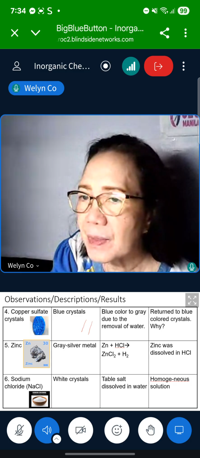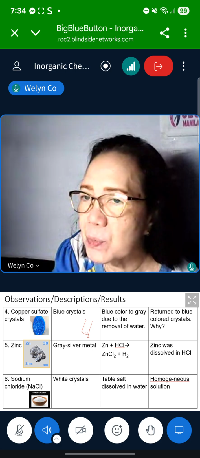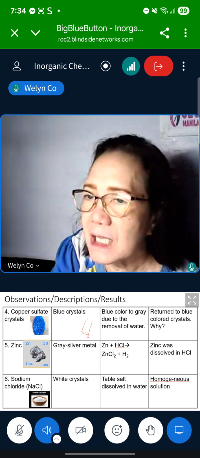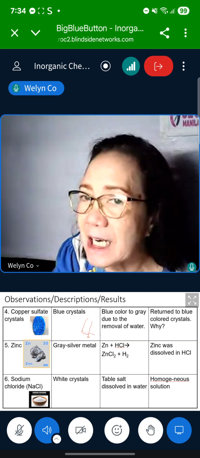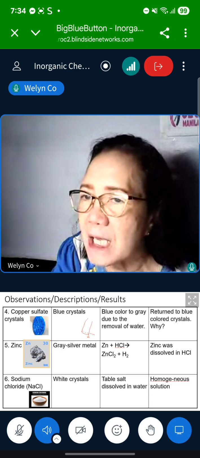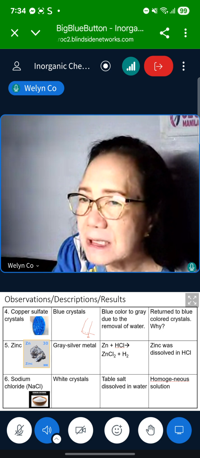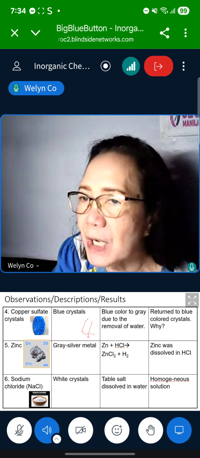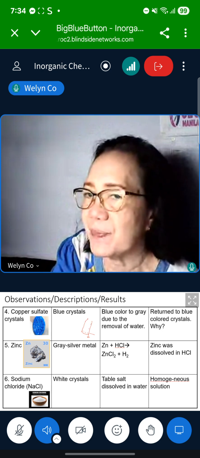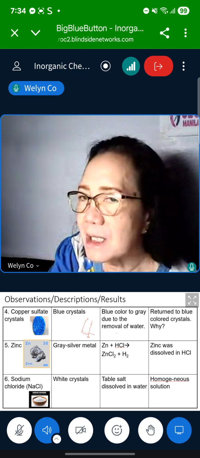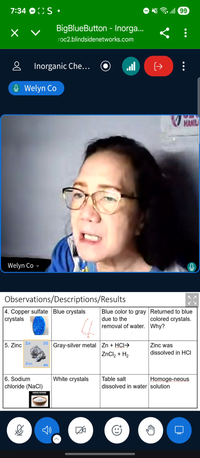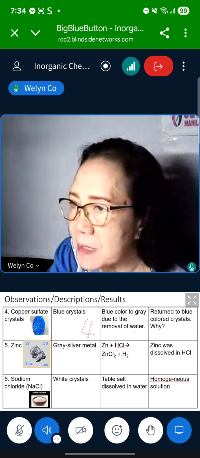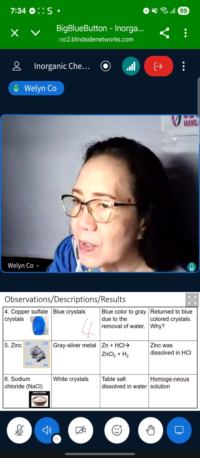By heating your crystals in the test tube, you can see that the blue gradually lessens, the color disappears. And you can observe at the upper portion of your test tube there are droplets of water. So the copper sulfate gave off and separated into copper sulfate crystals and your water molecules. So it returned to the blue colored crystals.